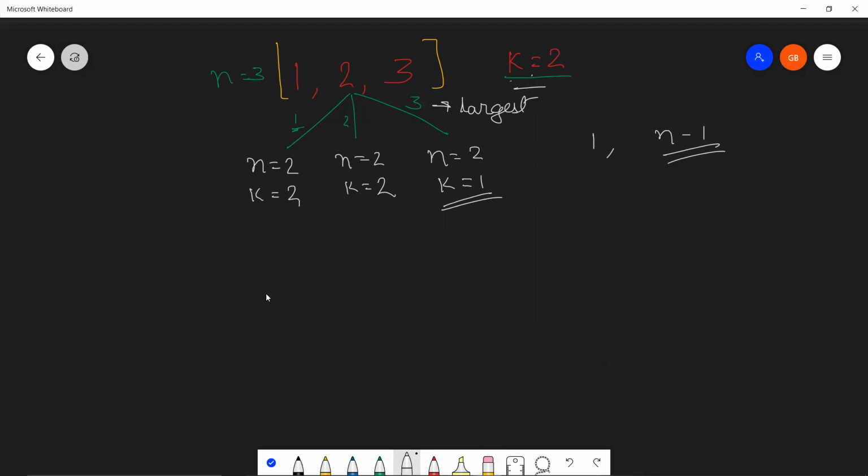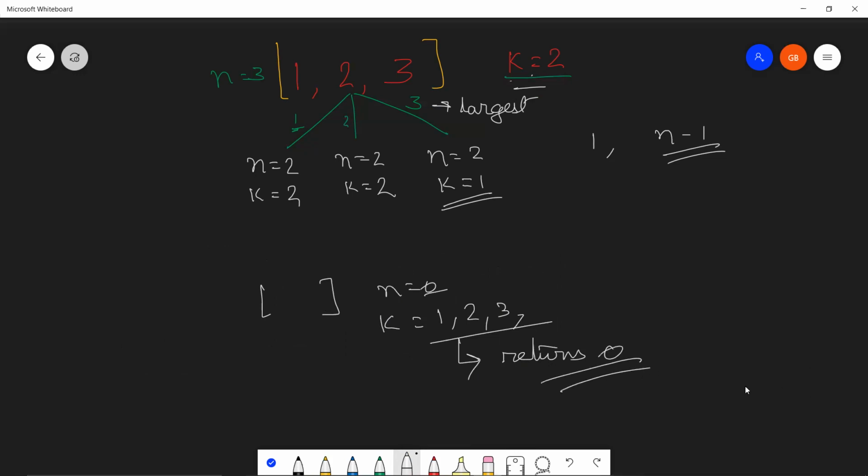Okay. Last base case. Let's say n equal to 0, and you want to make one stick visible or two sticks visible or three sticks visible. Again, that's not possible. You don't have any sticks. How will you make it visible, right? So in this case also, we return 0.